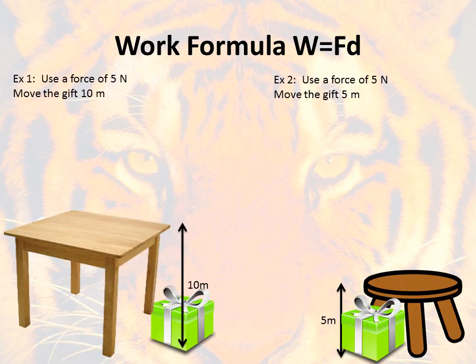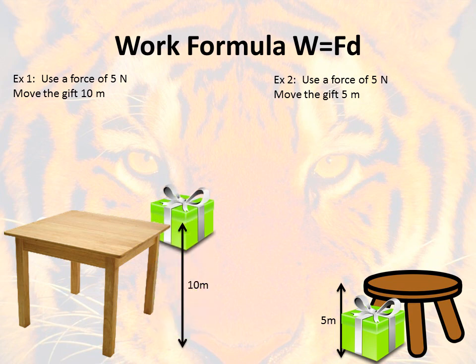Once again, go back to the formula. So here we've got 2 different examples that you can start to use the formula and get an idea for work. In the first example, we're going to try to get this gift or this box, and we're going to lift it 10 meters to get to the top of the table. And we're going to use 5 newtons of force. So this capital N is for newtons. That's just how much force there is.